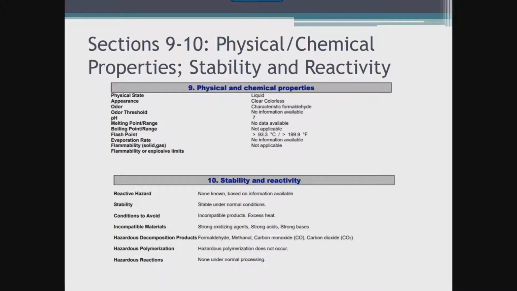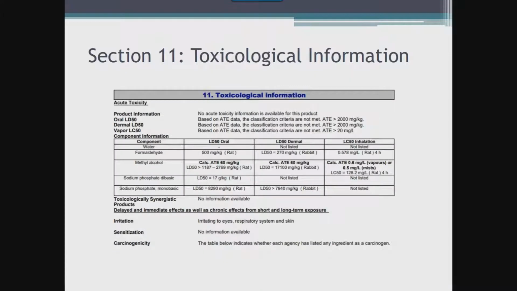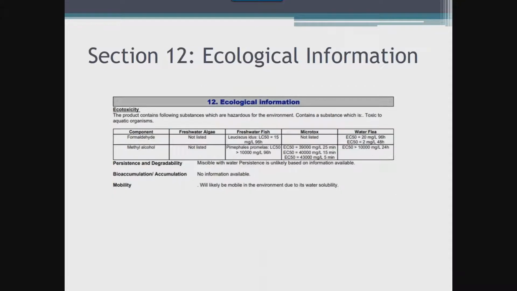Section 9 identifies physical and chemical properties associated with the substance. This tells you what the chemical actually looks like. And then Section 10 describes the reactivity hazards of the chemical and the chemical stability information. Section 11 identifies toxicological and health effects information. This gives you your information on the toxicity or carcinogenic potential of each chemical. Section 12 provides information regarding environmental impacts of the chemical.